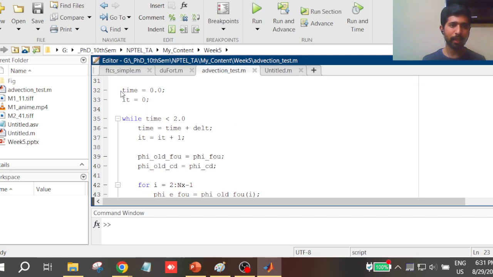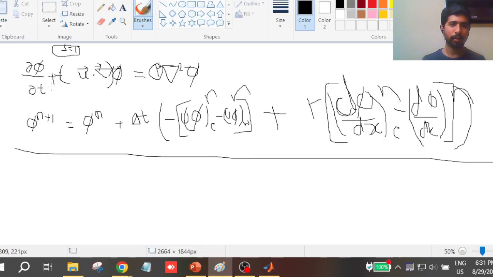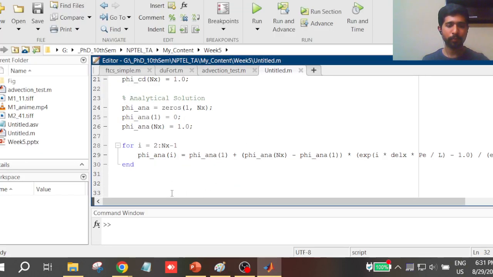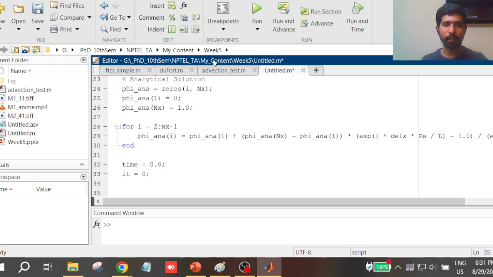So this was all pre-processing. Now I'll just enter into the time marching. As I said, I am solving the unsteady equation instead of steady state, because it is just easy to understand. That's the only motive. I'm just starting with the time marching now.